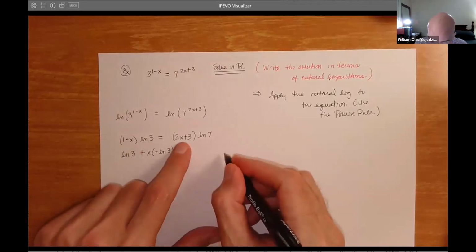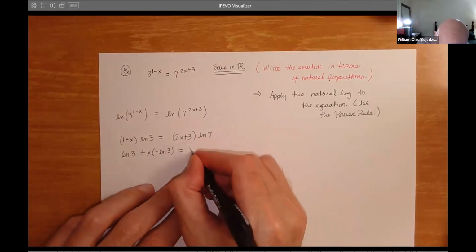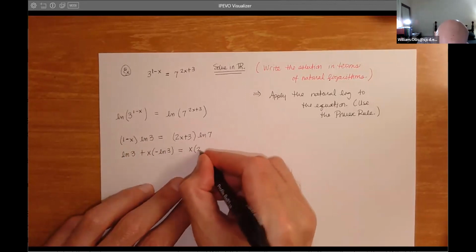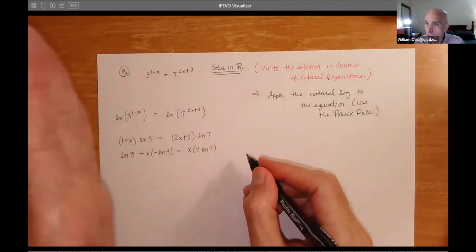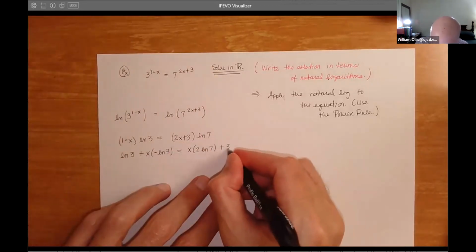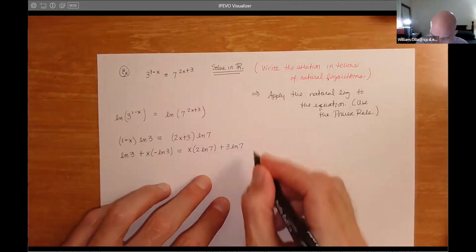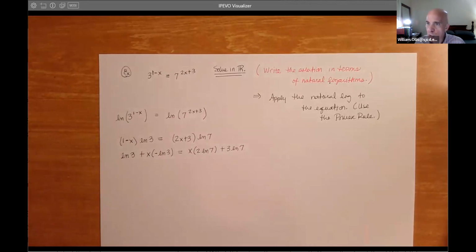And then, of course, here we have 2x times the logarithm of 7, the power of e that equals 7. So this will be x times 2 natural log of 7. Just move all the numbers to the right. And then we have 3 times the natural log of 7. This is just cosmetic. It's like pushing all the stuff to the right.